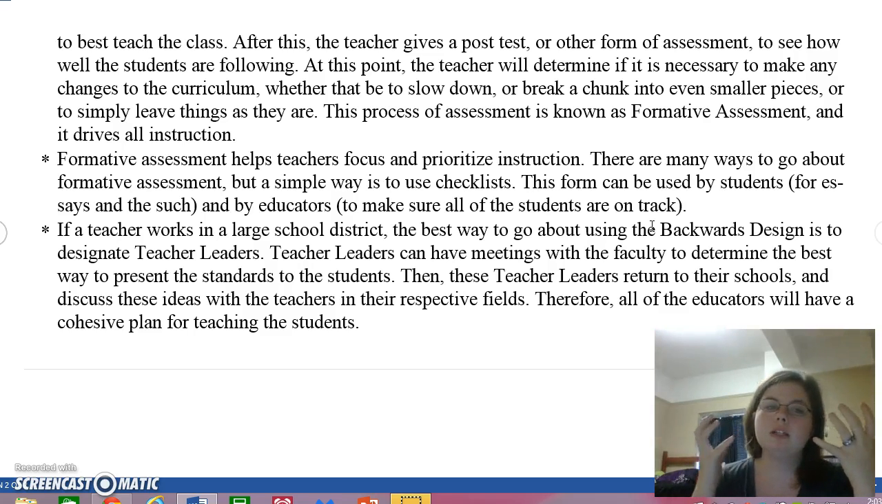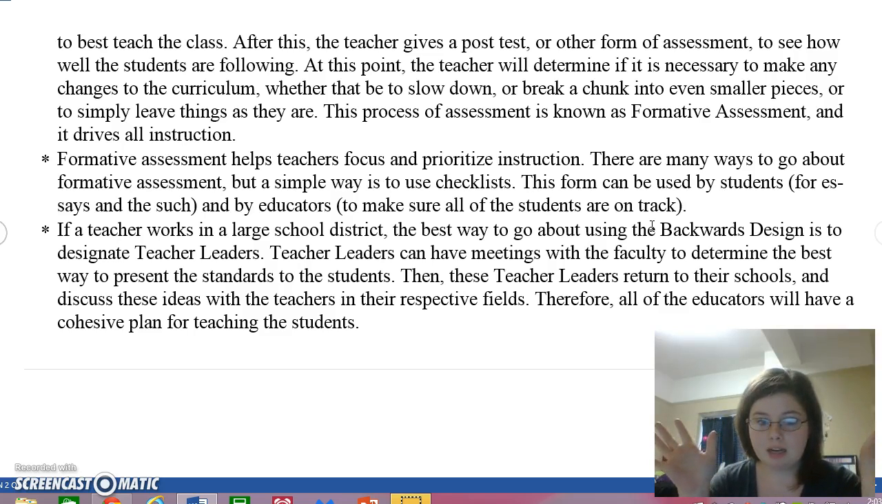the best thing to do is to go and get teacher leaders who can have meetings with the faculty to determine the absolute best way to present the standards. Then these teacher leaders return to their schools and discuss these ideas with the teachers in their respective fields. Therefore, all the educators will have a cohesive plan for teaching the students, because otherwise it gets confusing for the students because they're learning this in this class, but they're learning this in this class, and nothing is adding up.